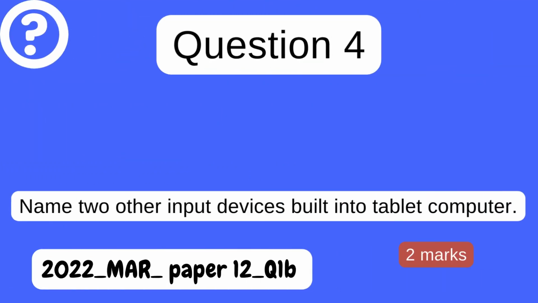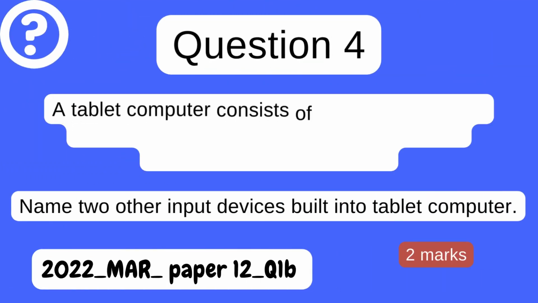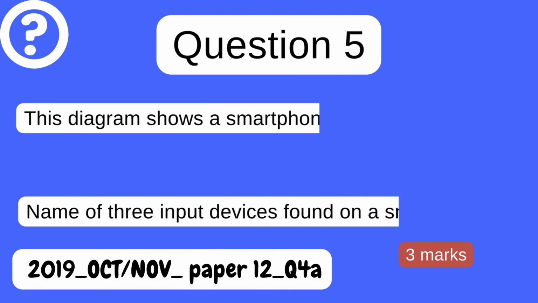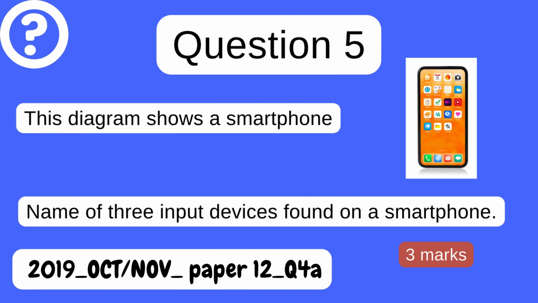Question 4. A tablet computer consists of both hardware and software. One input device used on a tablet computer is a touch screen. Name 2 other input devices built into the tablet computer. Question 5. This diagram shows a smartphone. Name 3 input devices found on a smartphone.